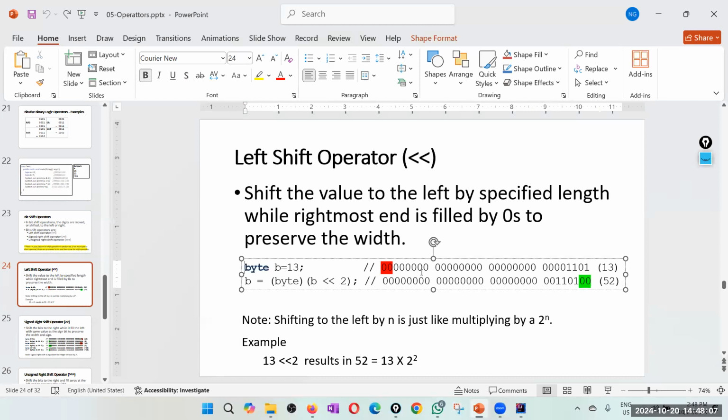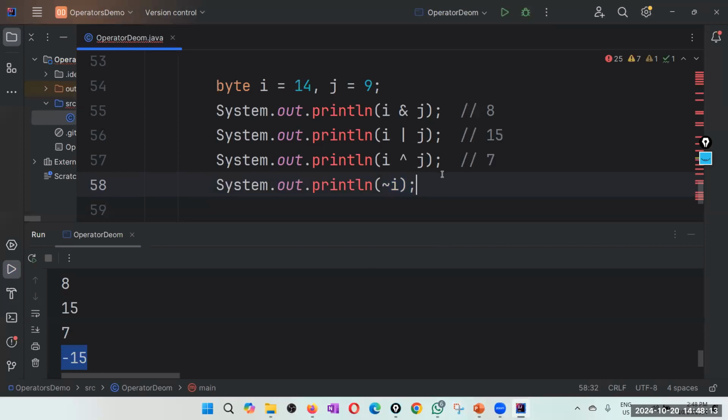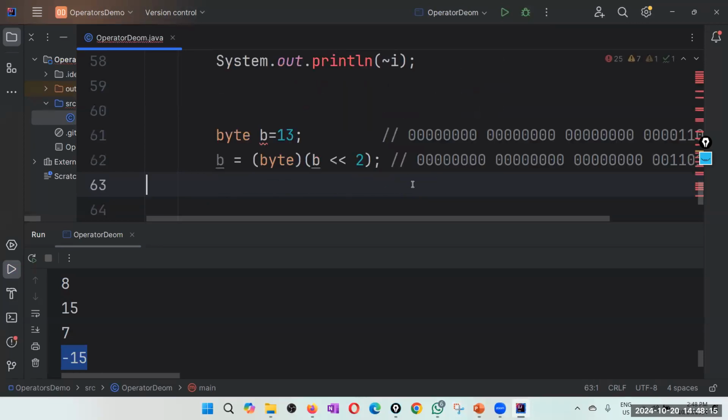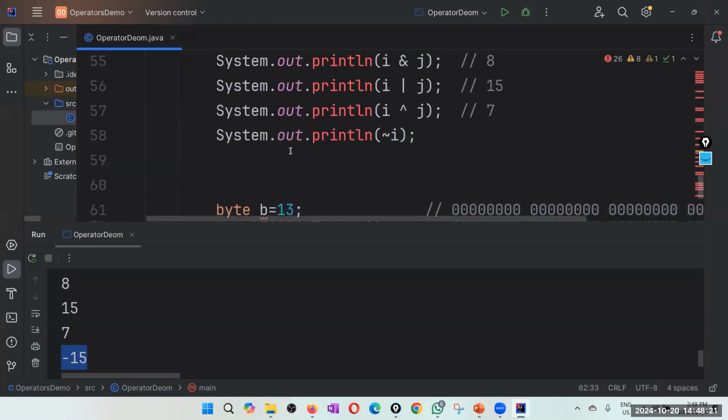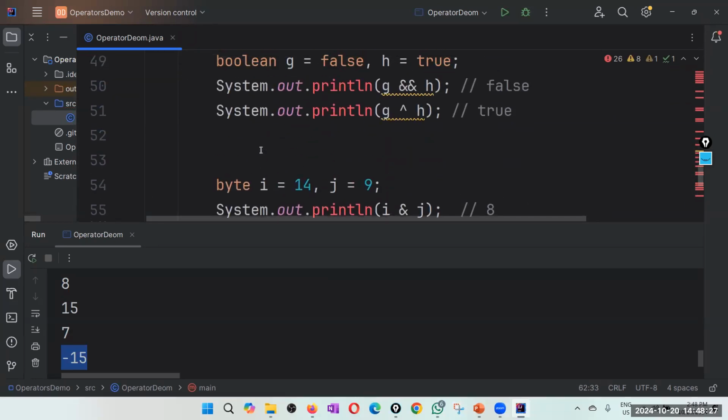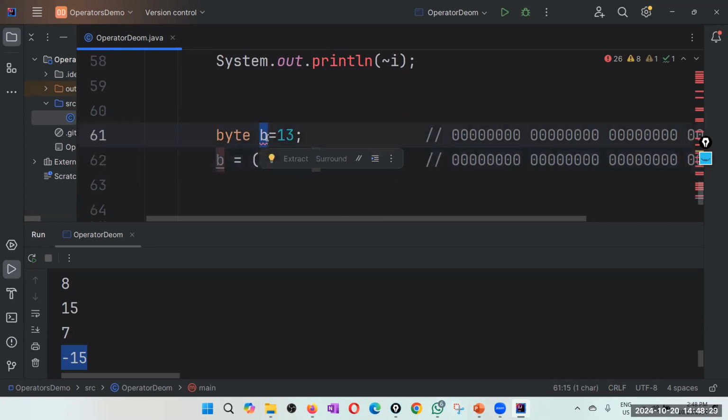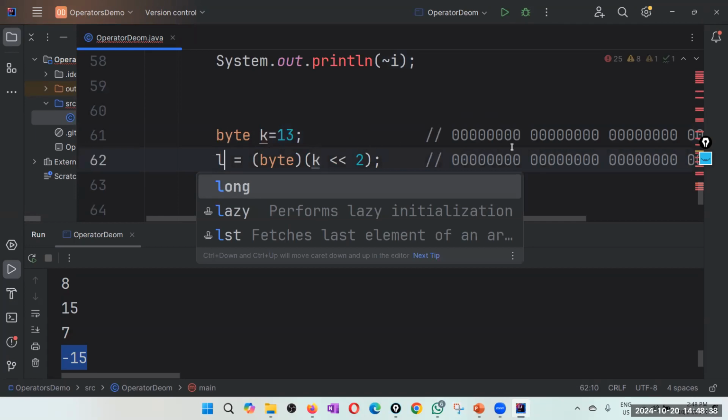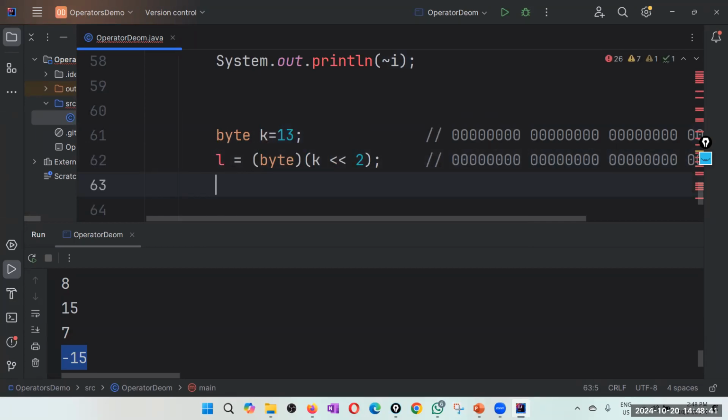I'm running out of time, so I will copy and paste the code quickly. Of course, these are the comments, just to give you the feeling of what you are doing. So this is a byte variable. Let's call this L, and now we will print L. So this one, 13.